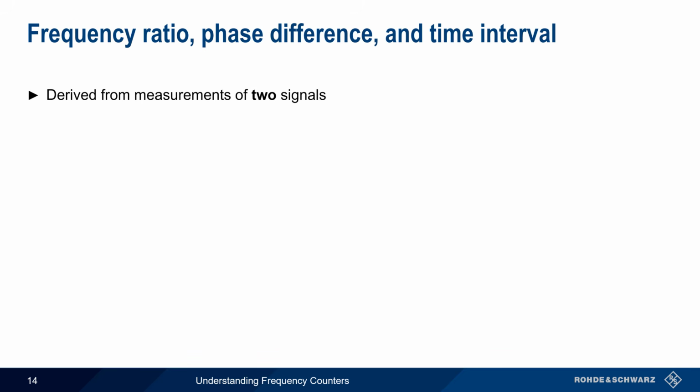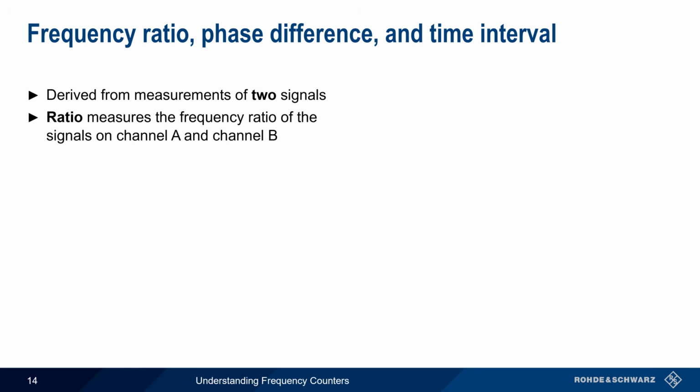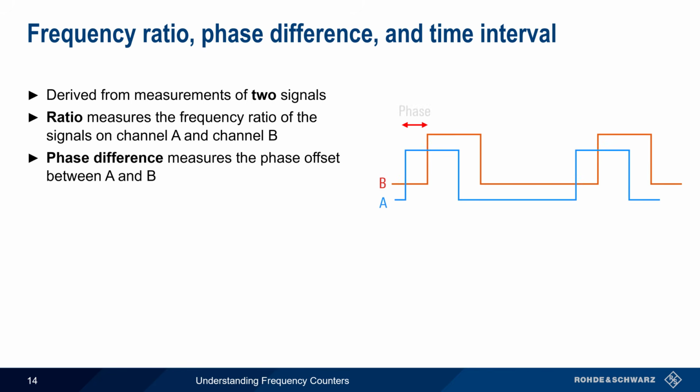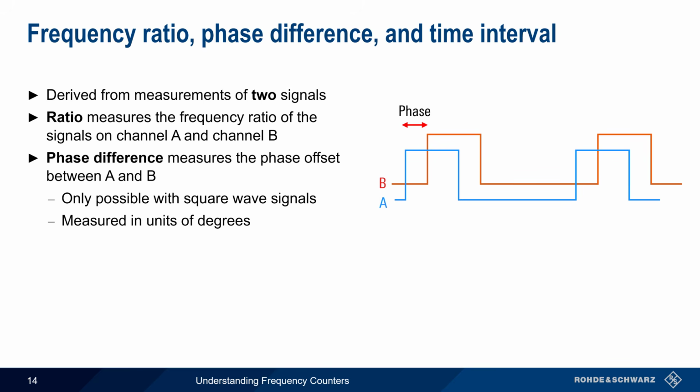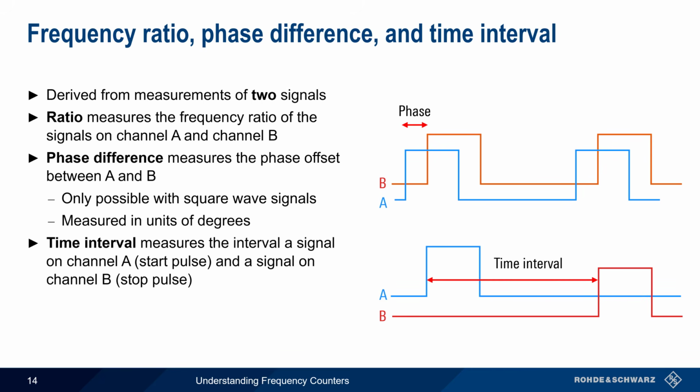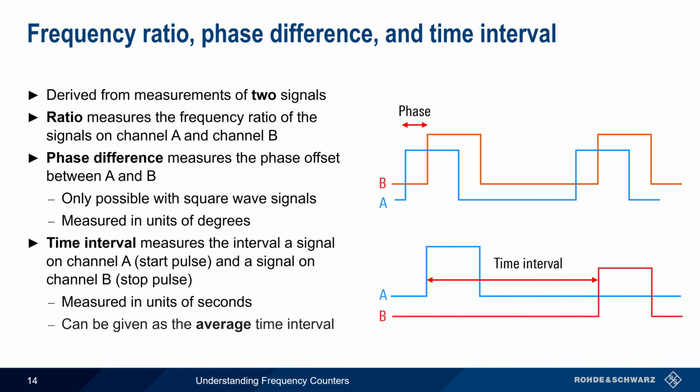Our last 3 measurements are derived from the simultaneous measurement of 2 signals, which we'll call A and B. Ratio is nothing more than the ratio of these 2 frequencies, and thus is a unitless number. Phase difference is a measurement of the phase offset between A and B. This measurement is only possible for square wave type signals, and the phase difference is normally reported in units of degrees. Time interval is similar to phase difference, except that it measures the difference between 2 channels in units of seconds. In many cases, this value is reported as the average time interval, rather than the time interval on a per measurement basis.